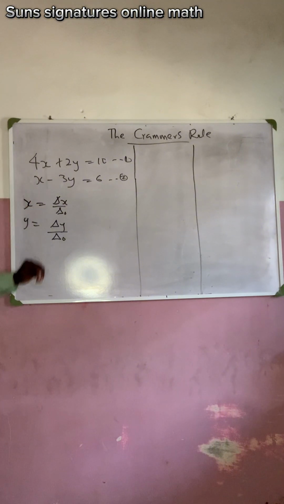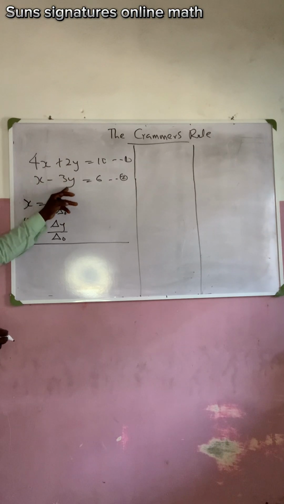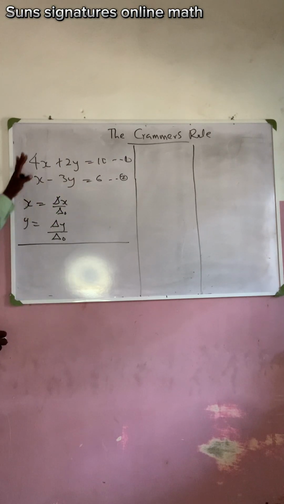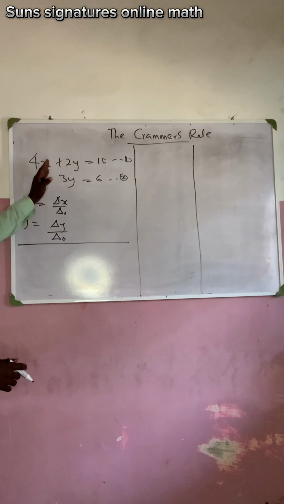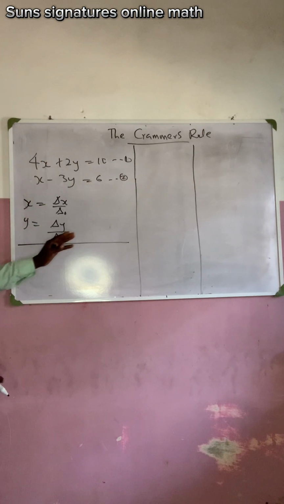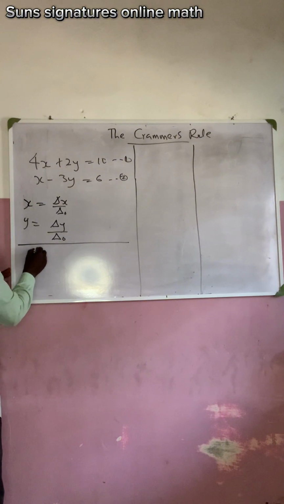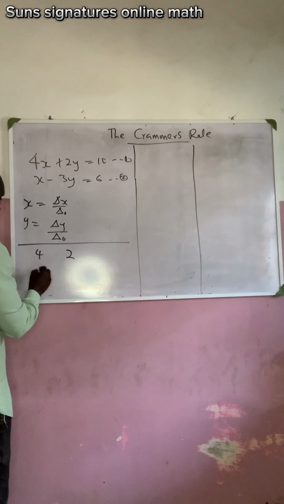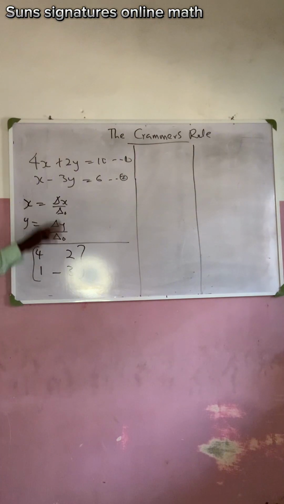Now, you take the original matrix. The original matrix here is 4x plus 2y, x minus 3y, equal to 10 and equal to 6. Take this side of the matrix and eliminate the variables. If you are eliminating the variables, the coefficients remain. So I have a matrix of this form: 4, 2, 1, and minus 3. This is what remains if I remove the variables x and y. So my delta 0 will be equal to this.